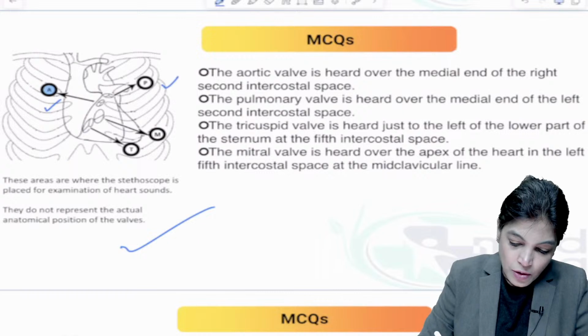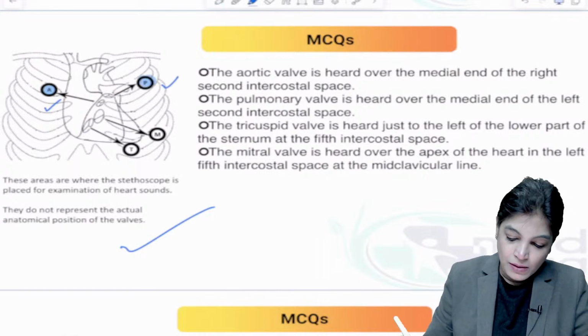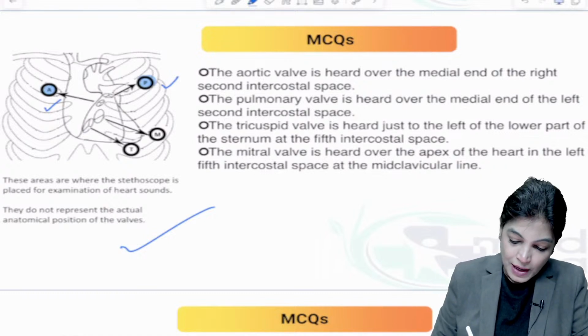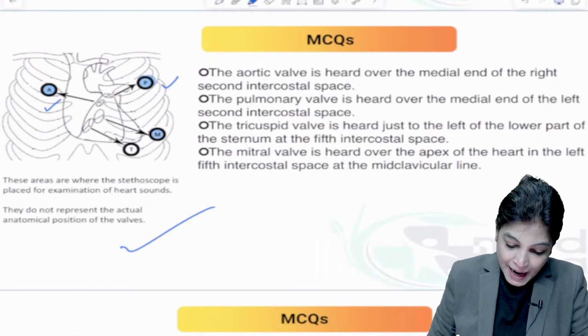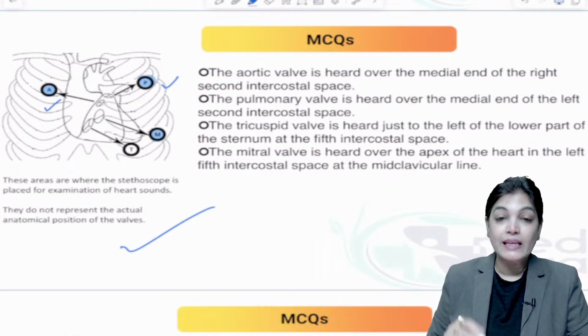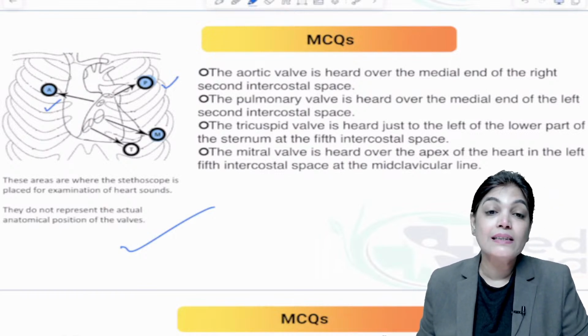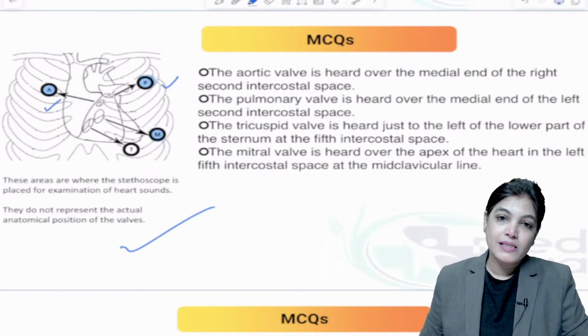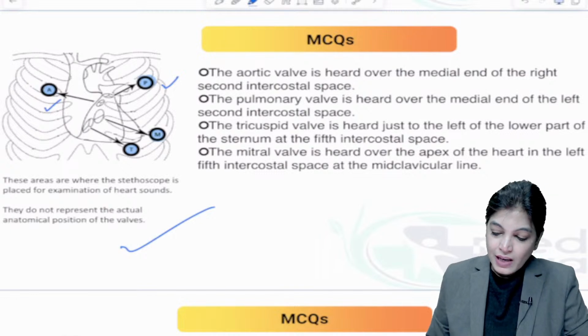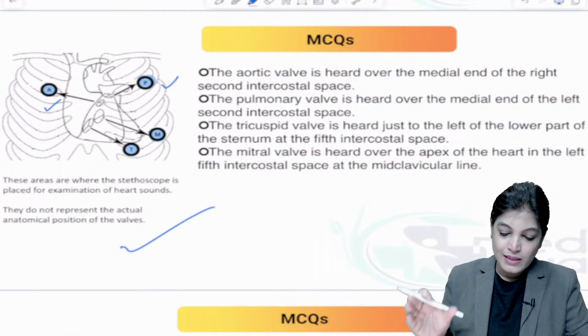If we are talking about P, P is the pulmonary valve and it is on the left second intercostal space, medial end. If I am talking about the mitral valve, it is heard over the apex of the heart, and we know the apex of the heart lies in the left fifth intercostal space at the mid clavicular line. If I am talking about T, the tricuspid valve is heard at the left fifth costal space, lower end of the sternum area. So left of the lower part of the sternum.